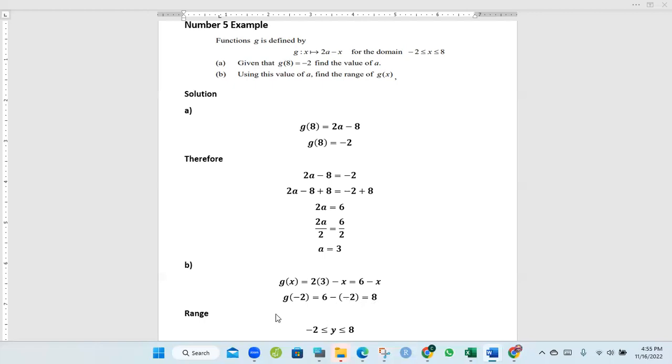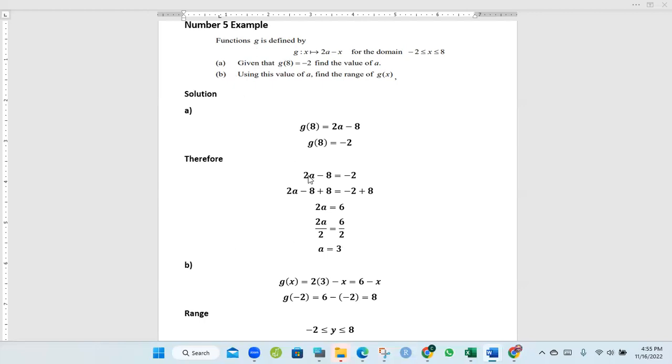So therefore the range, you have to put the smaller value on the left and the bigger value on the right. So the range is -2 ≤ y ≤ 8. It appears that both the domain and the range are the same expression, which can happen.